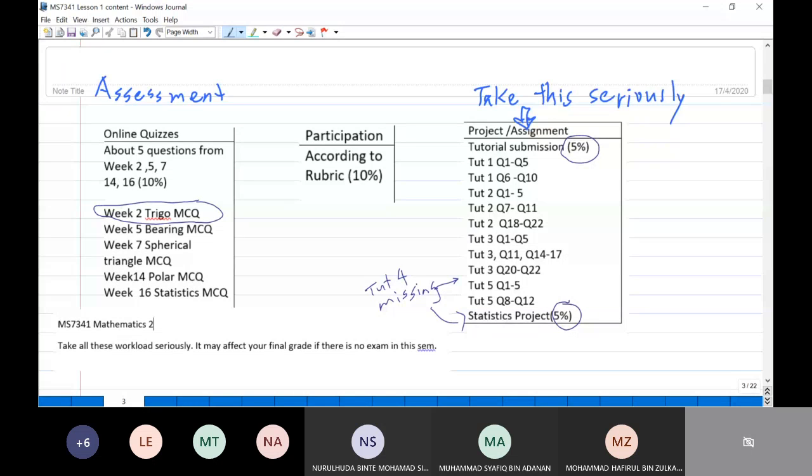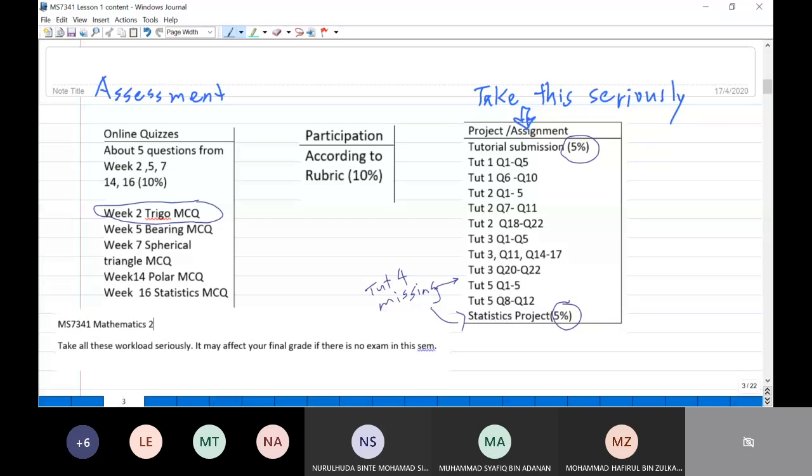And then at the moment, I'm not sure whether the MST will still be on or not. Usually there is MST, but in case there's no MST and no exam for this semester, you must take this very seriously. The project, assignment, tutorial, quiz, all right? These are very serious because in case we don't have exam, we don't have MST, then we will use these to calculate your final mark. It affects your final mark.